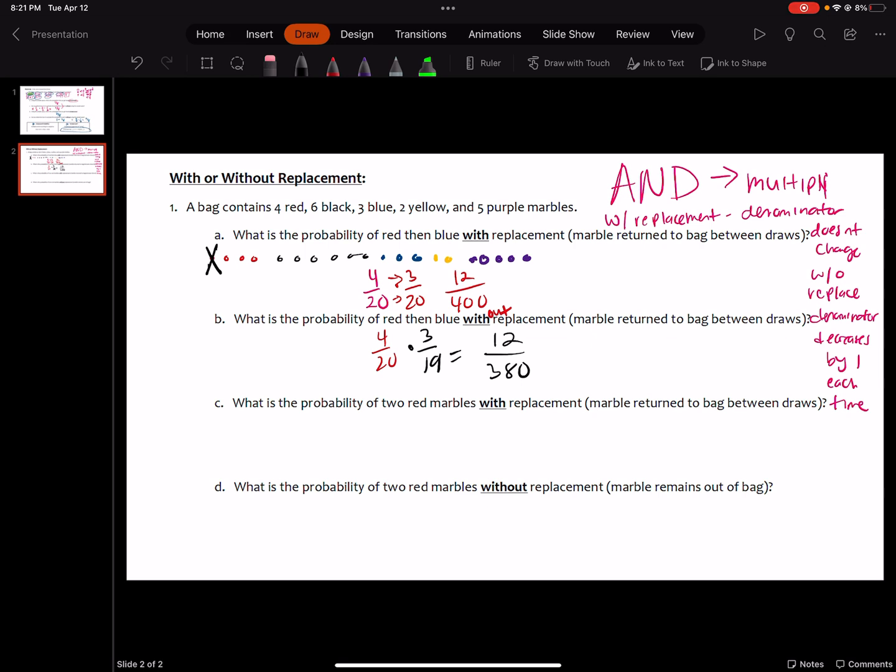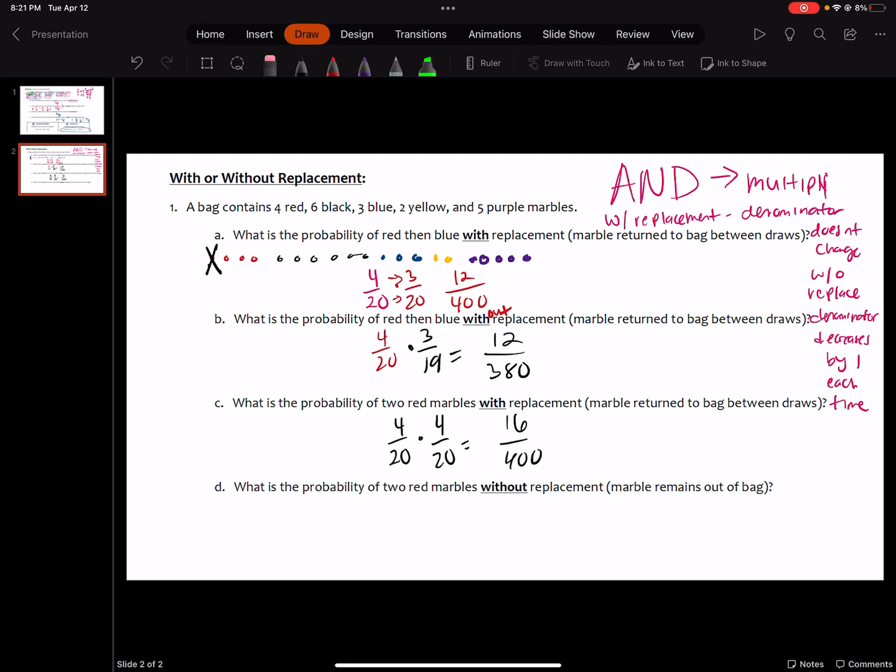The probability of 2 red marbles with replacement. So the first marble we get is 4 out of 20. If we put the marble back, the denominator is not going to change. But what does change is we've already taken a red one out. But since we're putting that red one back in, there's still going to be 4 red marbles in the bag. So 4 out of 20 times 4 out of 20 is 16 out of 400.